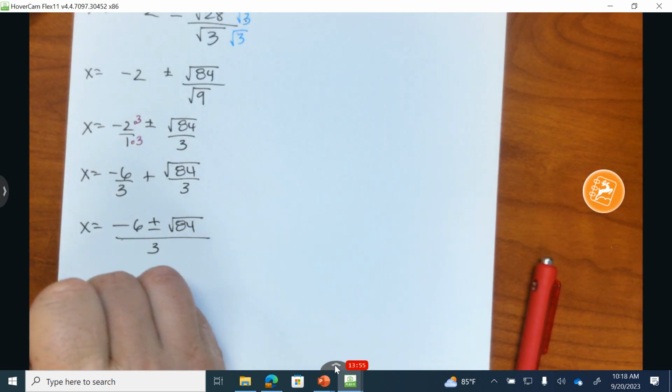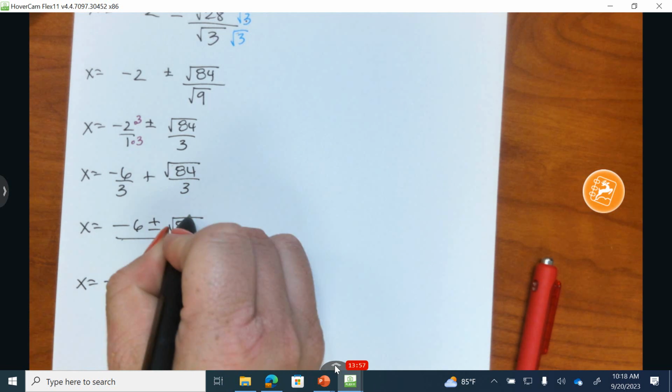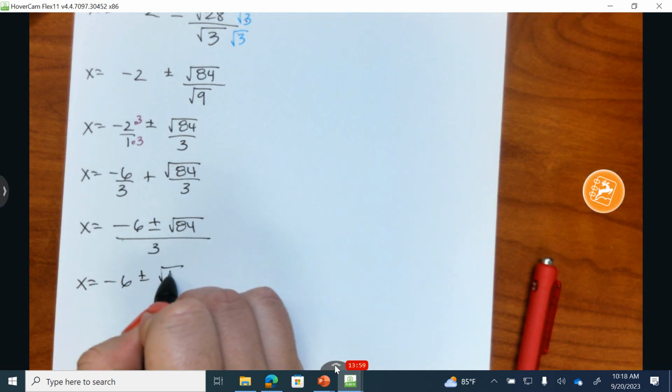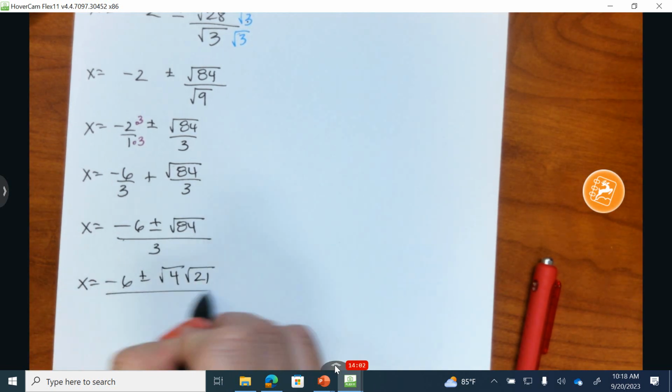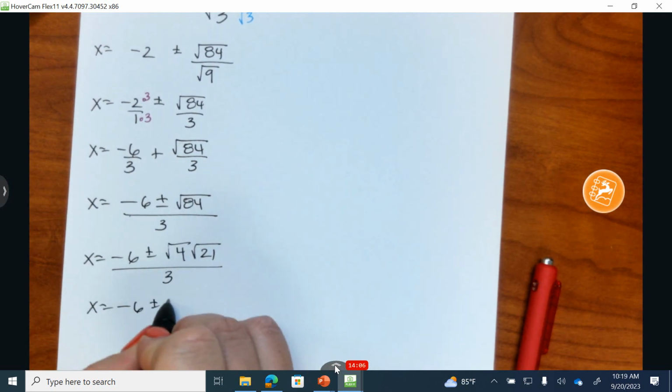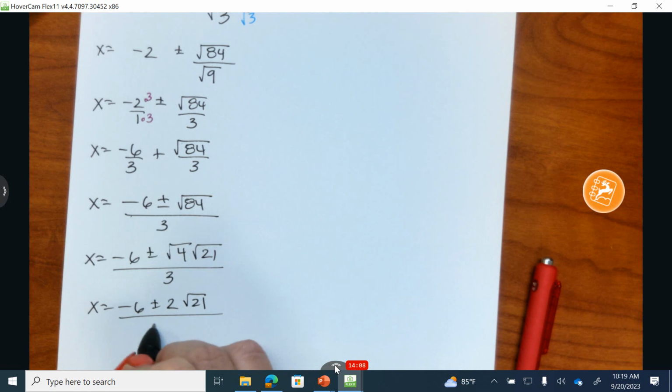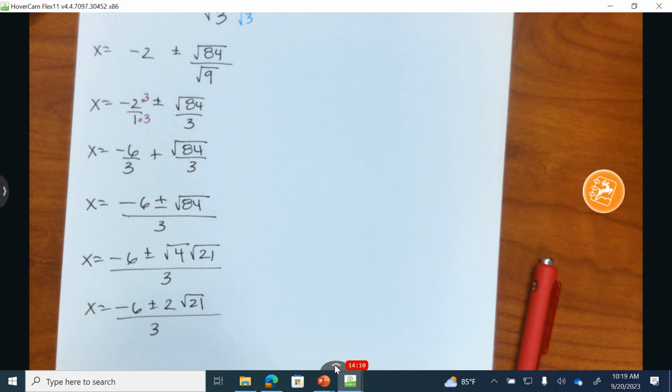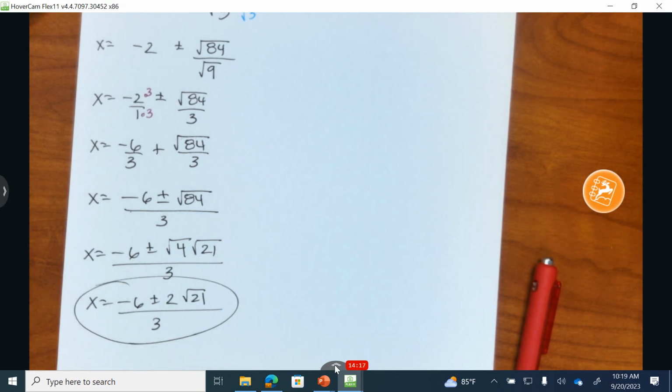So I come back here and I rewrite this as 4 times 21. The square root of 4 is 2, and now this is in proper form. Can we do anything more? We could factor out 2 out of these first 2 terms. That's really not going to help us. There we go. So those are the 2 solutions to example number 3.